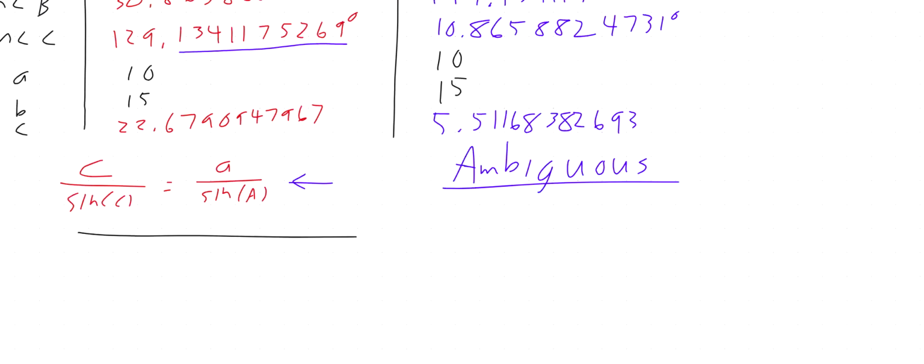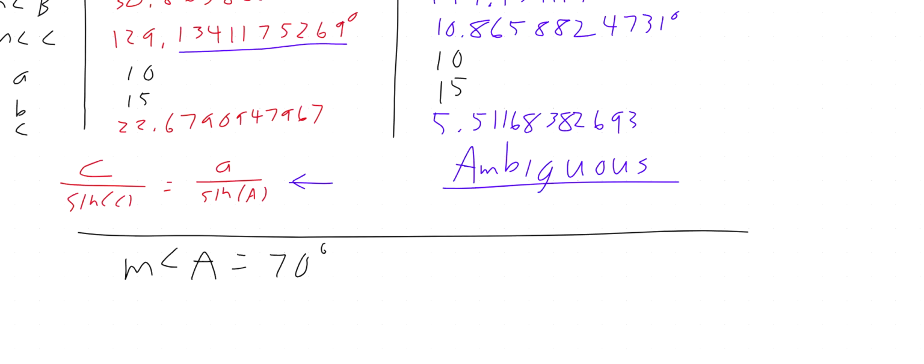So let's try another example. Let's say the measure of angle A is 70 degrees. Side A is 5, and side B is 15. All right, so once again, we're going to find our angle B next.